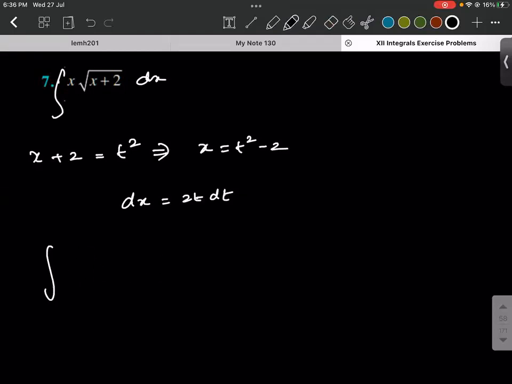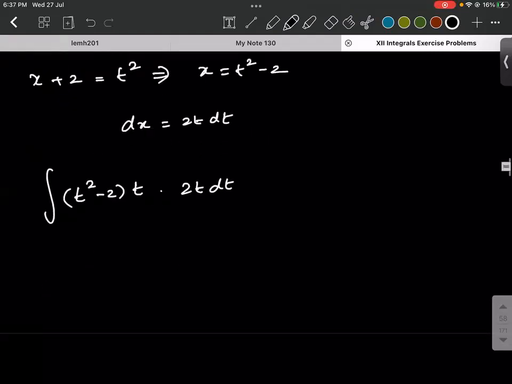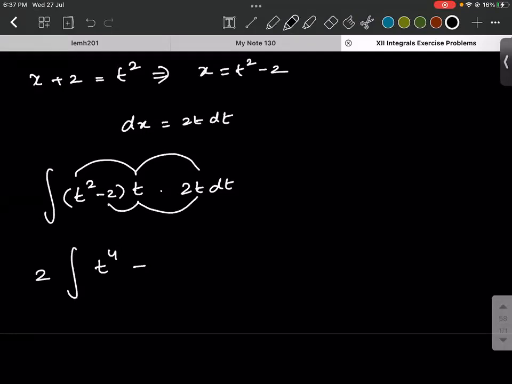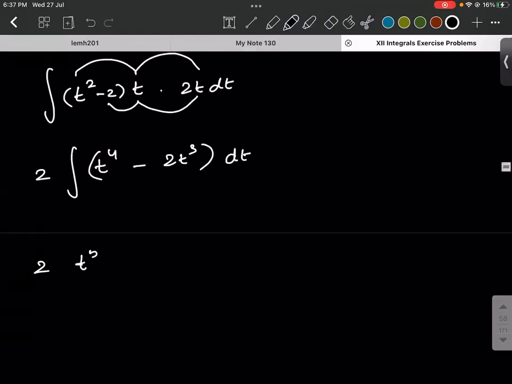Listen to this. In the place of x, I wrote t square minus 2. In the place of root of x plus 2, I wrote t. In the place of dx, I wrote 2t dt. So 2 will come out. The integral of t square into t cube into t is t power 4 minus 2t into t, that is 2t cube dt. So what will the answer be? 2 into t power 5 by 5 minus 4 into t power 4 by 4 plus c.